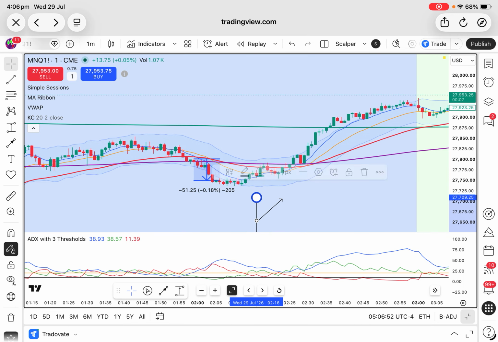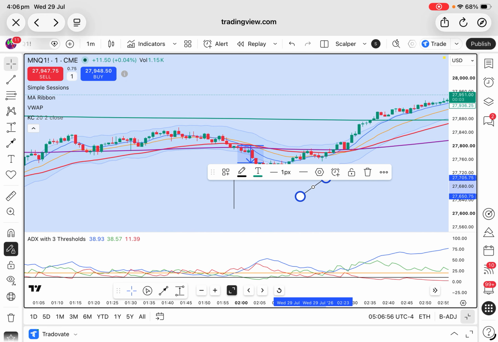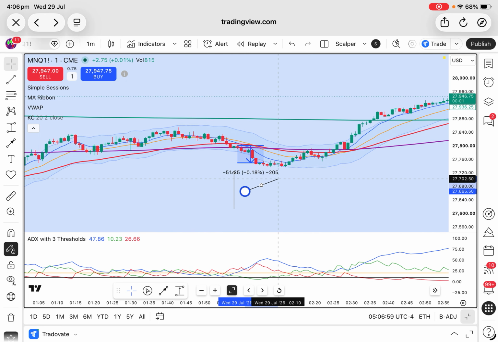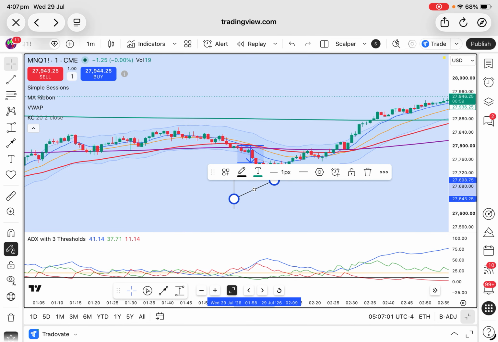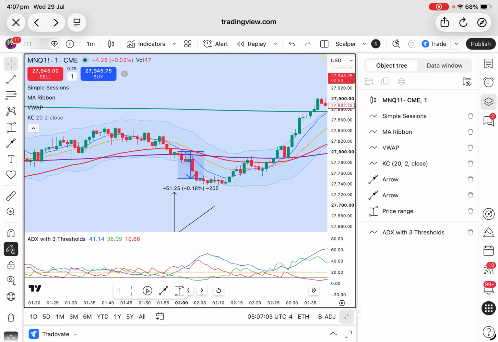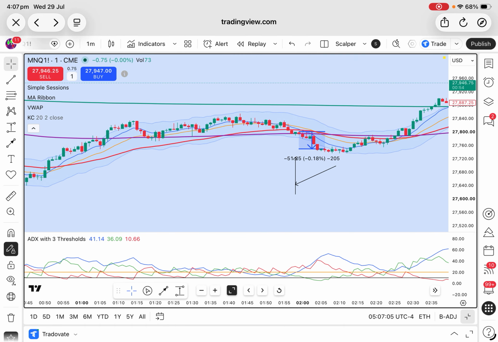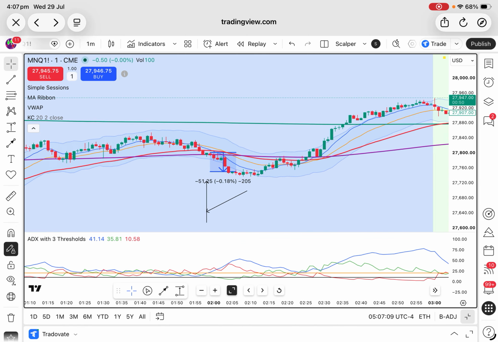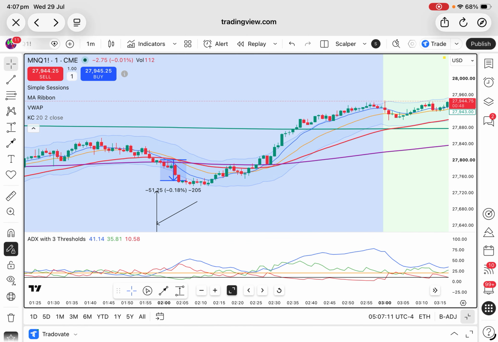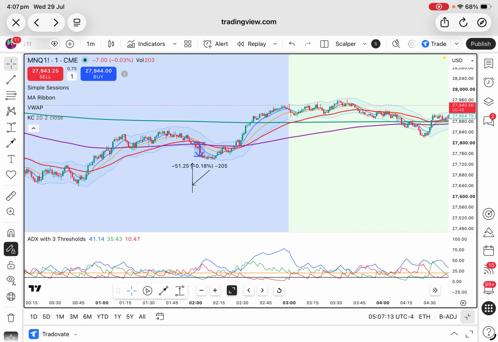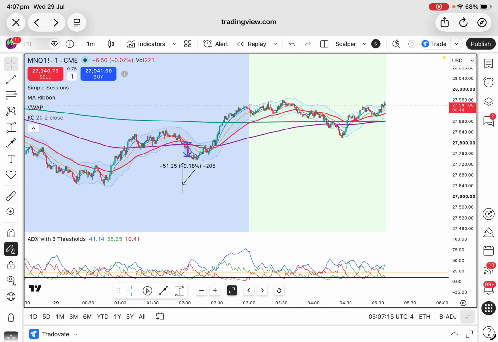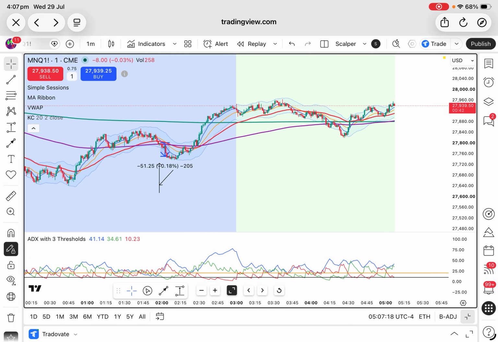Can I get these indicators here? Let me just move it there just so you might be able to see it. So it's sort of that sort of shape. What's going on here? And then the market took off long, eventually took off long, and this is where we are at the moment in the London session. It's been a fabulous day for trading.